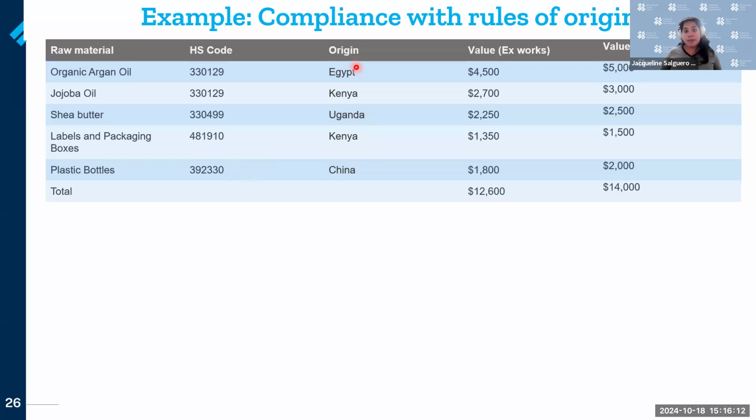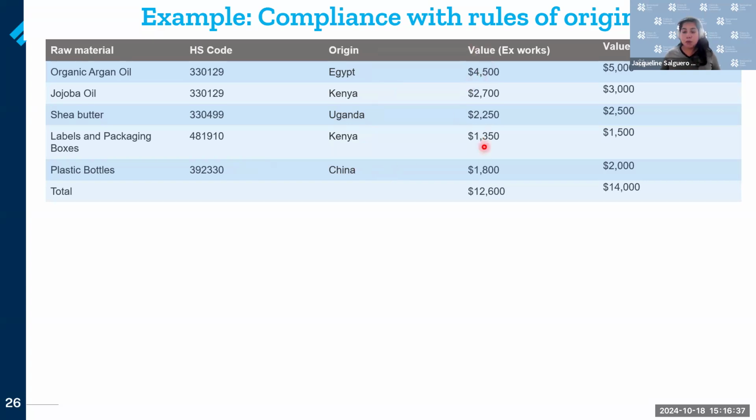Then I need to tell where they are coming from. So in this case, the organic argan oil is from Egypt, jojoba oil is from Kenya, the chia butter is from Uganda. So even those that are local, in this case, if you recall, this is a Kenyan producer, I just need to list the origin, so I know which ones come from my country and which ones do not. And then the plastic bottles come from China.